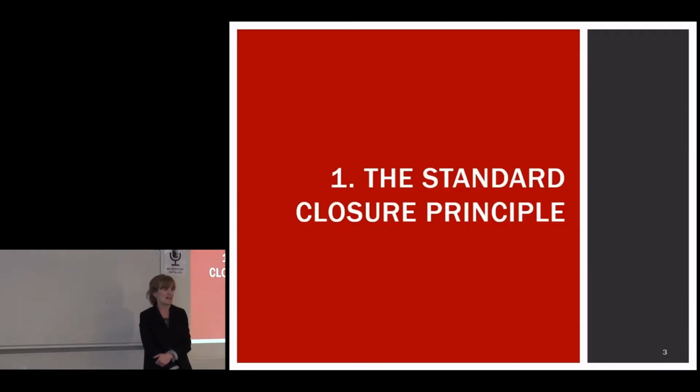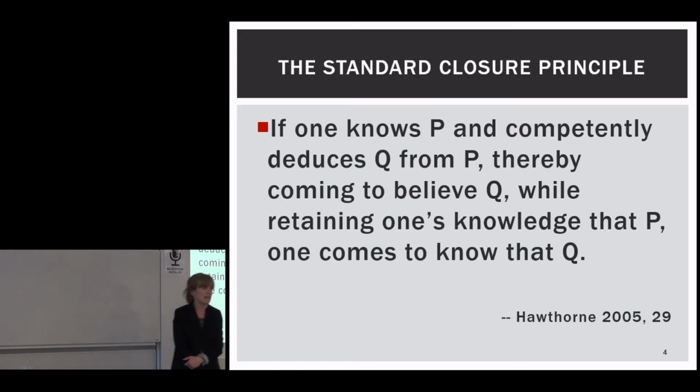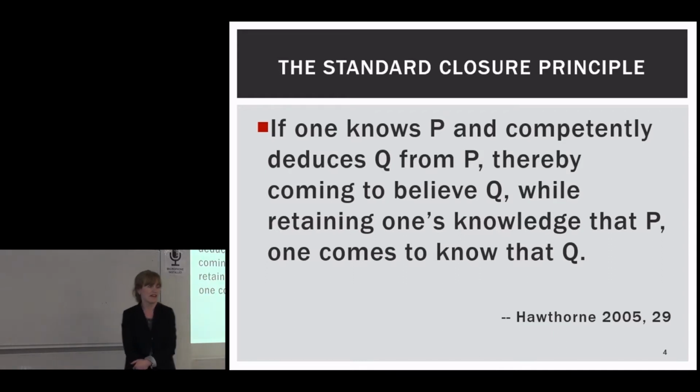So I'll start by talking about closure. I'll begin with the standard formulation of the closure principle. What it says intuitively is that knowledge is, in an interesting sense, closed under competent deduction. If you start with knowledge, and what you do is engage in competent deduction, you don't lose your knowledge in the course of your competent deduction. You should end up having extended or at least preserved your knowledge through the course of the deduction.